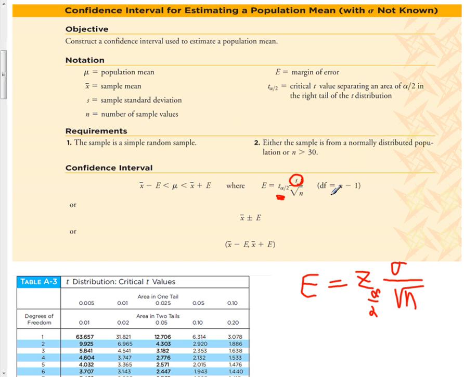And now we have additional information. We need to know what the degrees of freedom are. So we need to know the degrees of freedom, which are n minus 1. So now we're going to calculate our margin of error slightly differently. We're not using this formula anymore with the z-score and the population standard deviation. We're using this new formula that has a t-score and a sample standard deviation. All right, so let's see.